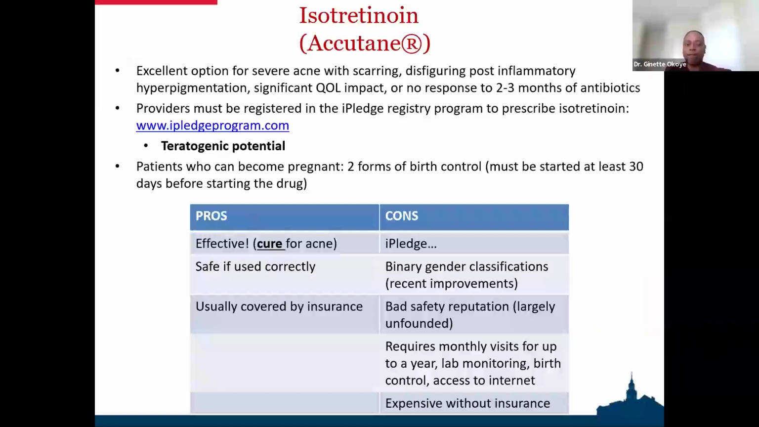in preparation for their visit with a dermatologist. If you're interested in adding isotretinoin to your practice, you just have to go to ipledgeprogram.com and sign up. And I will do some CMEs about how to prescribe isotretinoin, and I'm happy to talk to you guys about that specifically if it's something that you feel is a barrier for your patients getting to derm and getting this really awesome medicine.